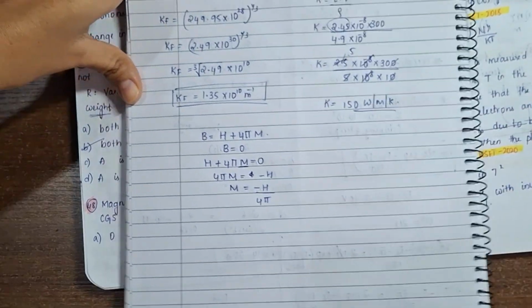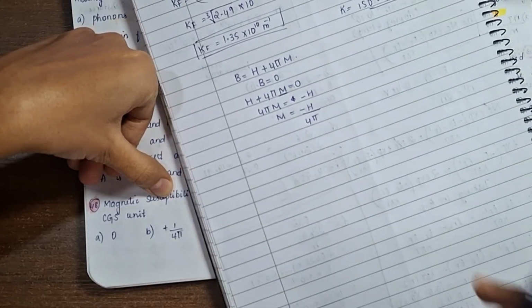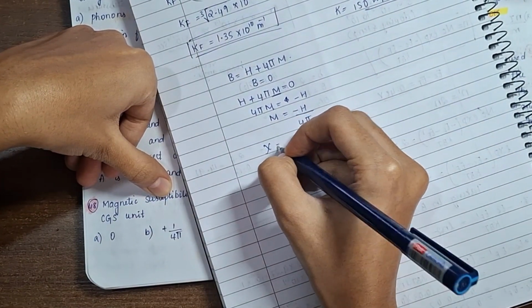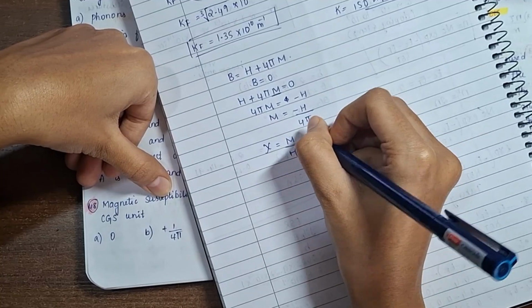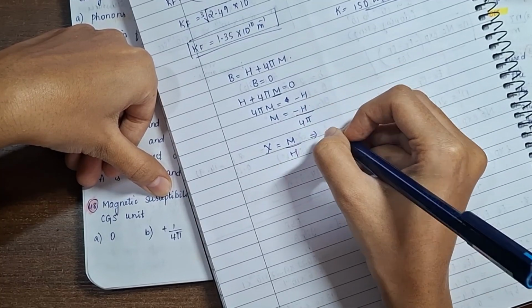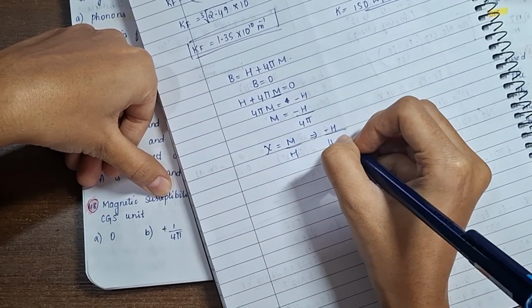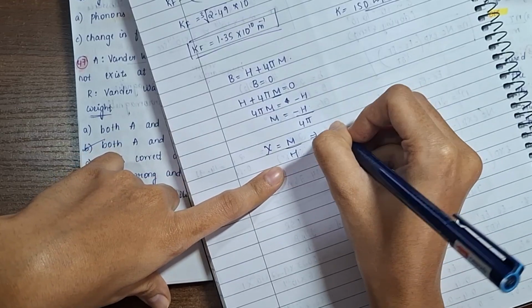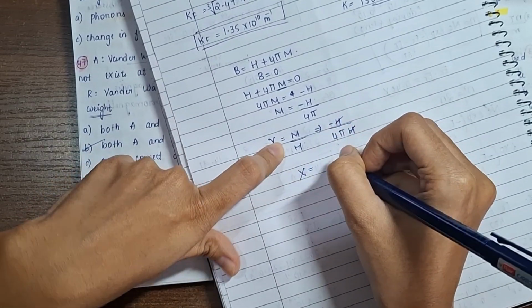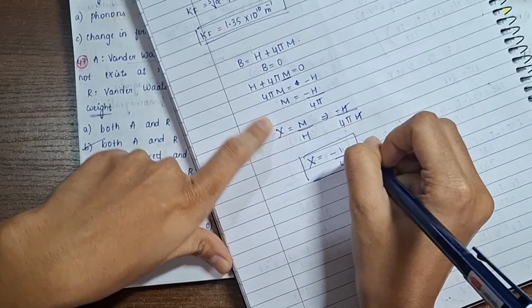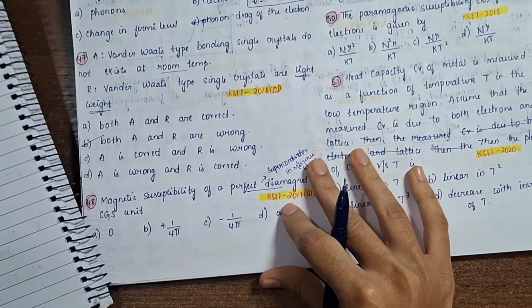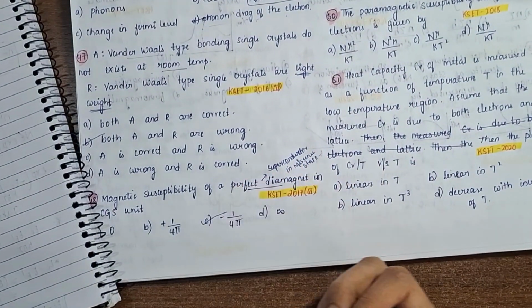Now what have they asked? They have asked for magnetic susceptibility. Susceptibility is nothing but magnetization by H, where magnetization is minus H by 4 pi. The H and H get cancelled, then susceptibility is minus 1 by 4 pi. Minus 1 by 4 pi. So option C is correct.